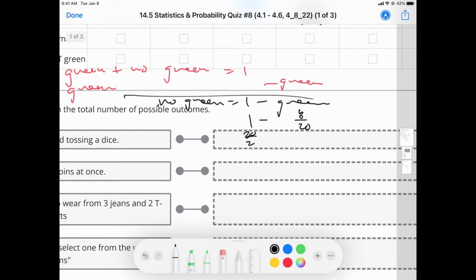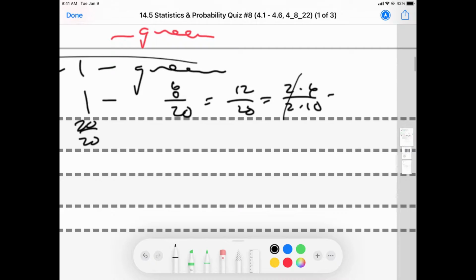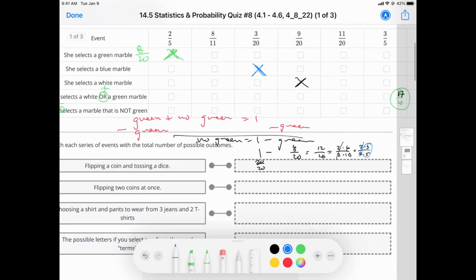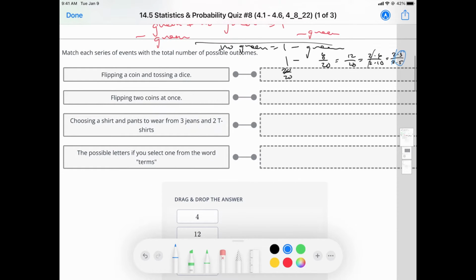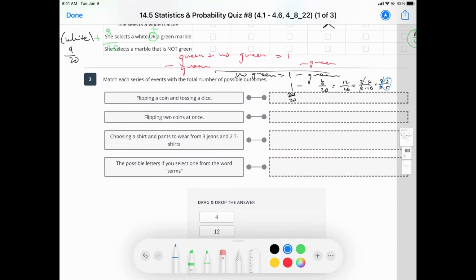This will become 20 out of 20 minus 8 out of 20, so 12 out of 20, which reduces to 3/5. 3/5 is your answer for the probability of not green. Question number 2, match a series with a total number of possible events.